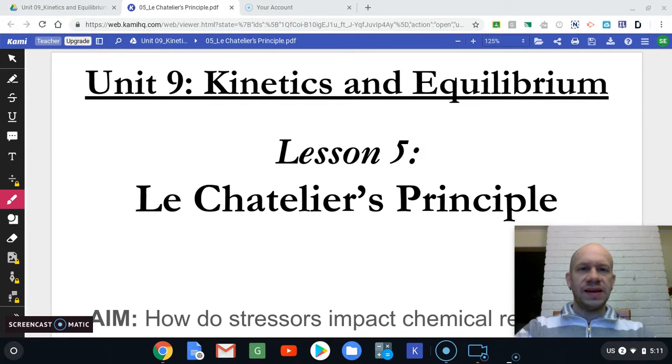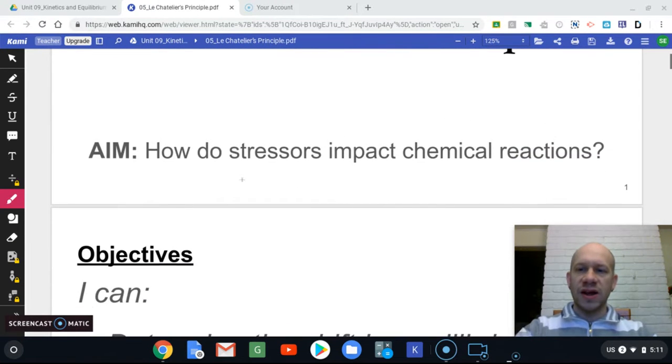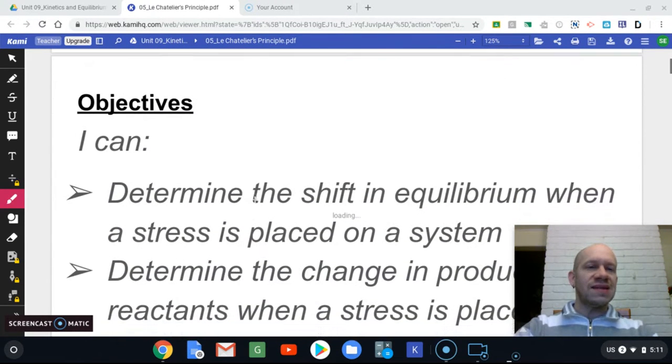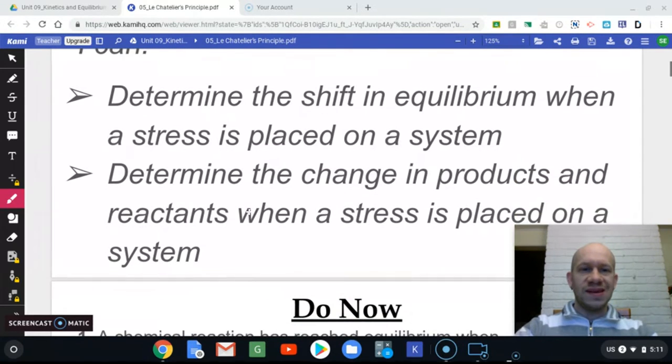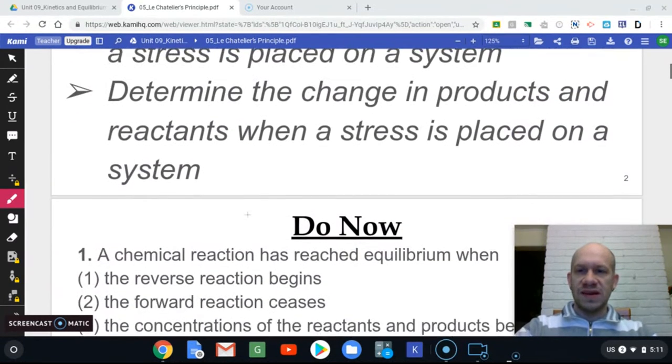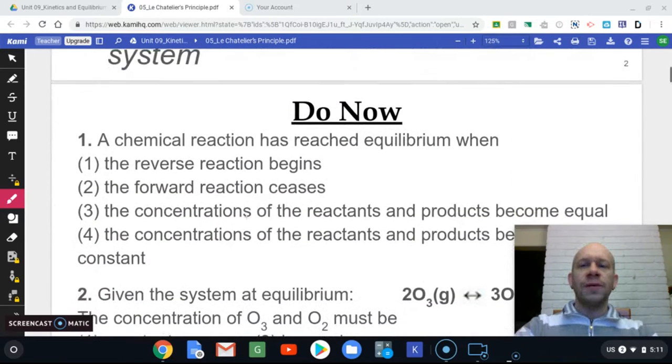This is Unit 9, Kinetics and Equilibrium. Lesson 5, Le Chatelier's Principle. How do stressors impact chemical reactions? The objectives of this lesson: I can determine the shift in equilibrium when a stress is placed on a system. I can determine the change in products and reactants when a stress is placed on a system. Do now.